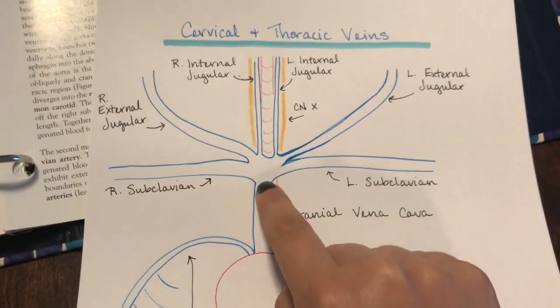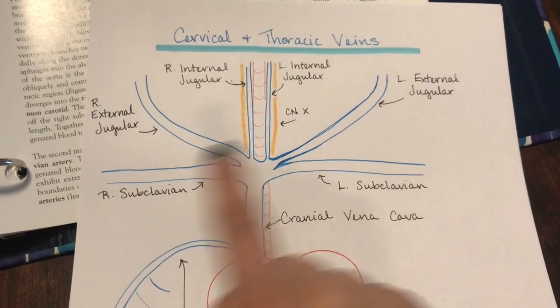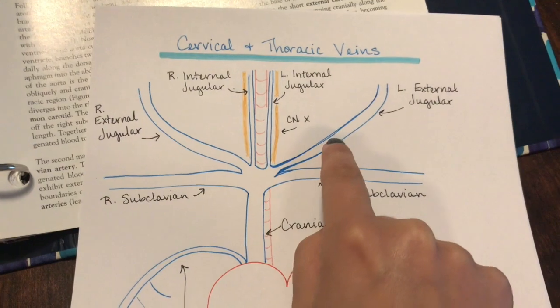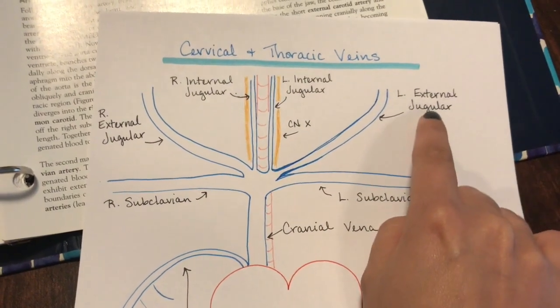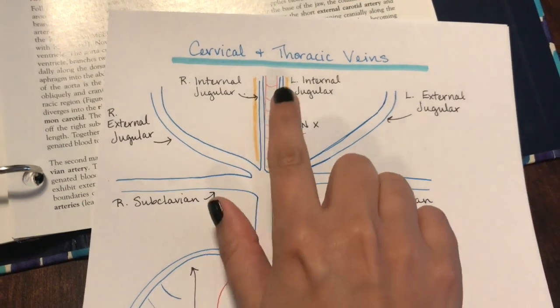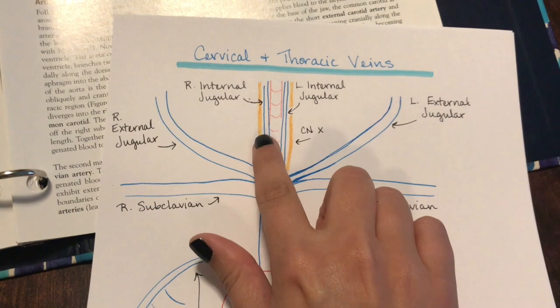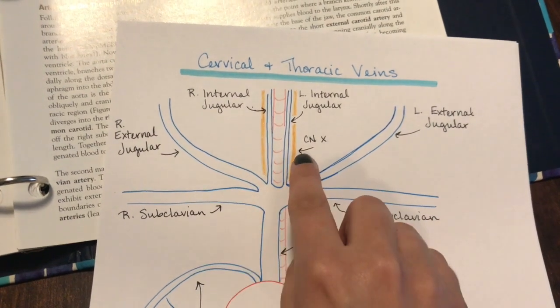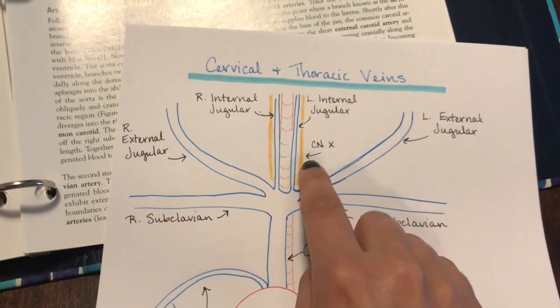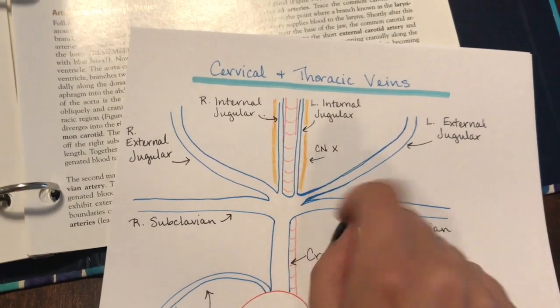Off of my cranial vena cava, I've got my subclavian veins. Here's my left and my right. Right above that, and a little bit smaller, are my external jugular veins, again left and right. And then running right alongside of the trachea, I have my internal jugular veins, left and right. And right next to it, I drew this little yellow structure, and that was just to represent the cranial nerve number 10, which is the vagus nerve.